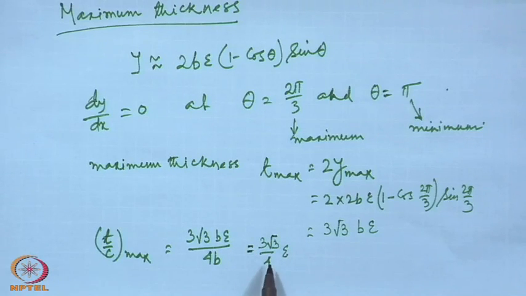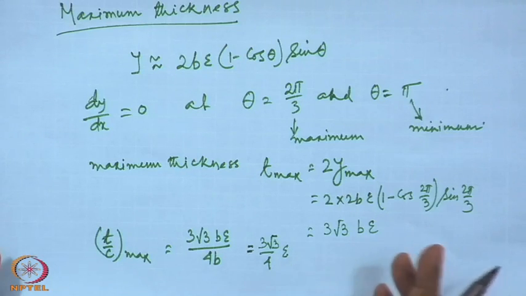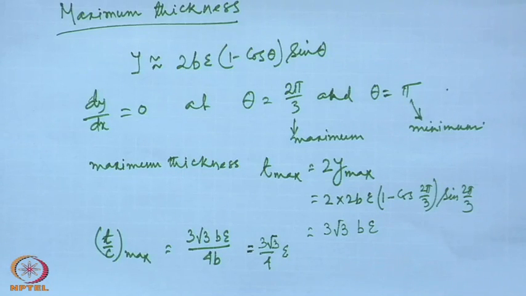By the way, on this airfoil, where is the maximum thickness? Or where is this point theta equal to 2 pi by 3? C by 4 from where? From the origin or from the center of the airfoil. Also you can see it is C by 4 from the leading edge of the airfoil.